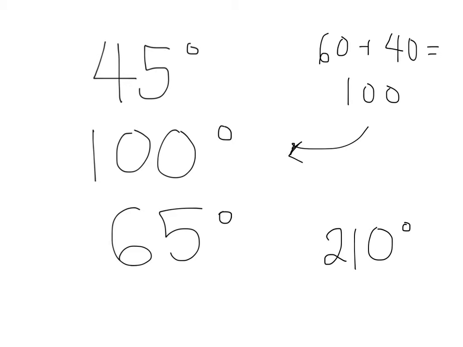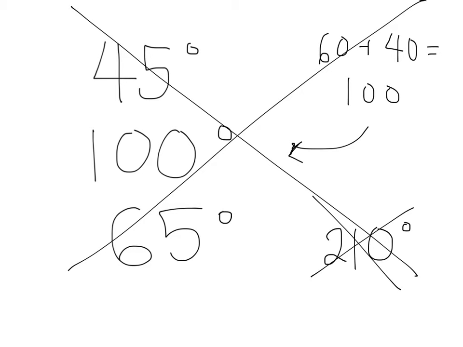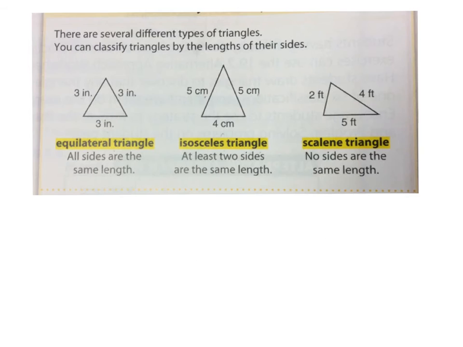Can the 3 angles of a triangle be 210 degrees? No, it's too much. It needs to be how much? Exactly 180. I love the way Nadia said exactly 180, because can it be 179? No. Can it be 181 degrees? No. It needs to be exactly 180. So this cannot be a triangle, can it? Okay, good.